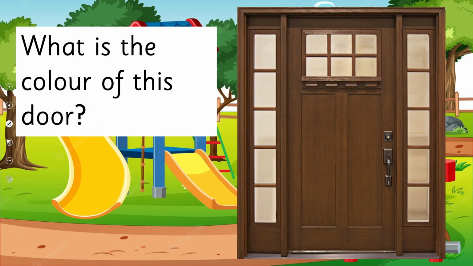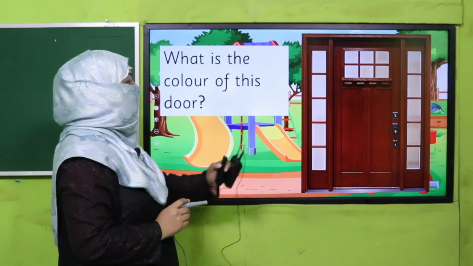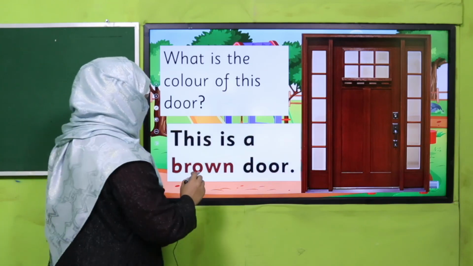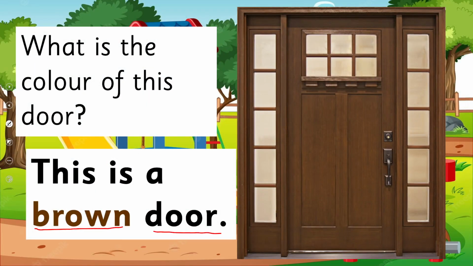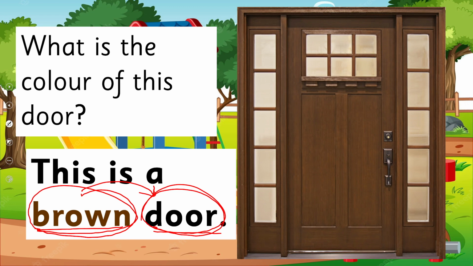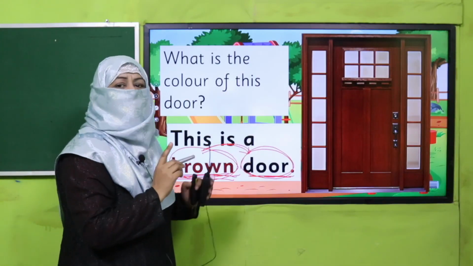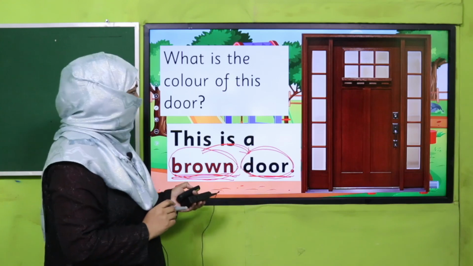For example, if I ask you, what is the color of this door? So, what will you say? This is a brown door, right? Now we know door is a naming word and brown is describing word which is telling us the color of this door. So this is how we use our describing word. Before naming word we use it, and basically this word tells us more about this naming word. So this describing word is telling us the color of the door, that's brown, right?